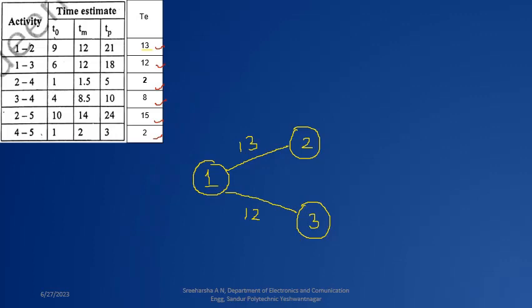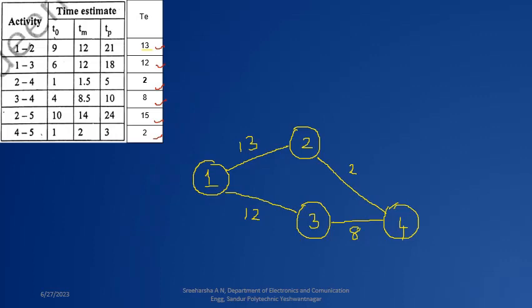Then next one is 2 to 4 and 3 to 4. See here, the fourth activity is linked with the second and also the third activity. So I will take it as 3 to 4 here, and the second activity is also connected here. That means the fourth activity will start only after completion of the second and third activity. Now second to third, how much time is it taking? So it is 2, and third to fourth, the time consumed is 8.